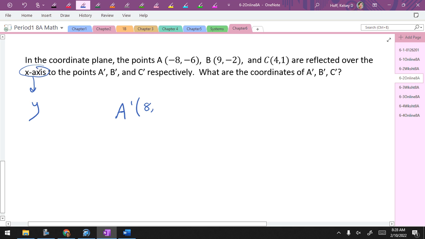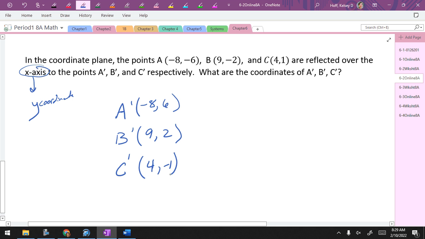If I'm going over the x-axis, my y coordinate needs to change. Which of those numbers is my y coordinate? Okay, so don't change -8, but -6 is going to become +6. Brody, what's my B prime? Excellent job. And Zayden, what's my C prime? Very good. +4, -1. Okay?